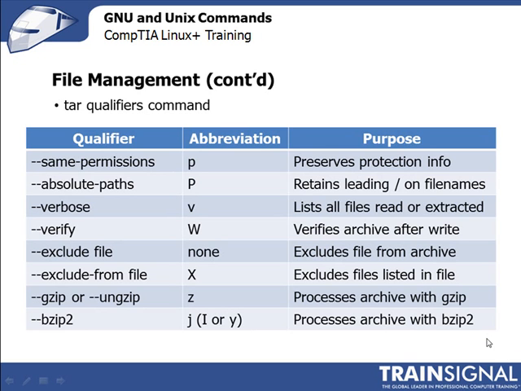--absolute-paths, with the capital P abbreviation, says to retain the leading / on all file names. --verbose, with the lowercase v abbreviation, says to list all files read or extracted. --verify, with the capital W abbreviation, says to verify the archive after the write operation. --exclude file has no abbreviation, and that says to exclude the indicated file from the archive. --exclude-from file is abbreviated with capital X, and that excludes files listed in the indicated file. --gzip or --ungzip has the lowercase z abbreviation, and that says to process the archive using gzip.